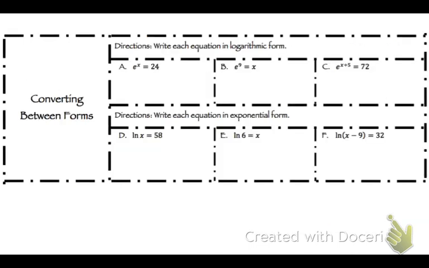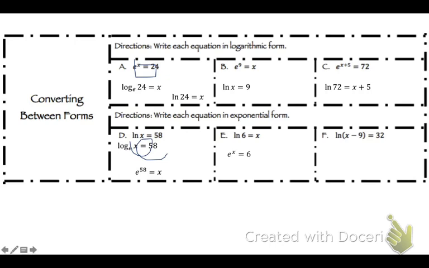So basically we've done all of this, but we've just not done it with natural logarithms. So now let's go do this all with natural logarithms. So let's switch forms here. That's going to be log base e of 24 equals x, which is the same thing as ln of 24 equals x. That one's ln of x equals 9. ln of 72 equals x plus 5. If we're going to switch back to exponential form, you can rewrite this as log base e of x equals 58. So that would be e to the 58th power equals x. This one would be e to the x equals 6. This would be e to the 32nd equals x minus 9.